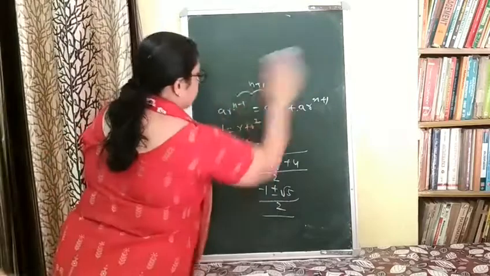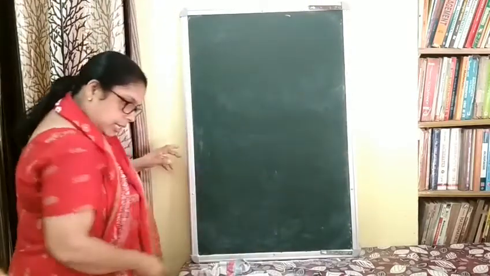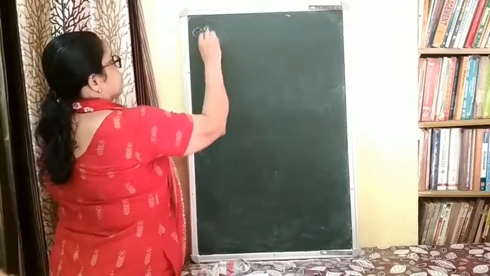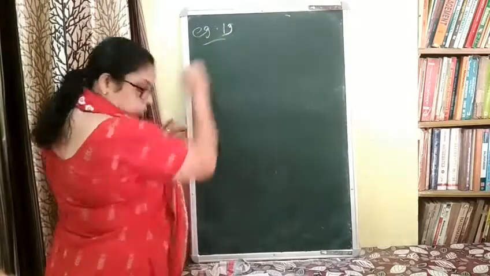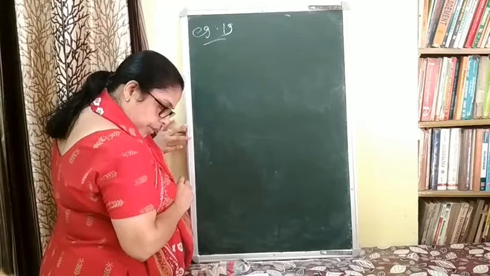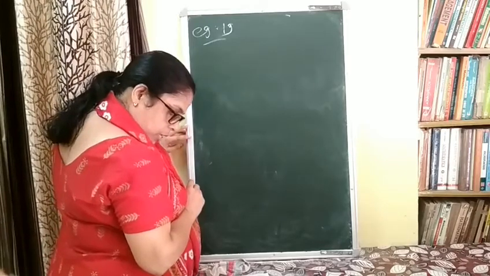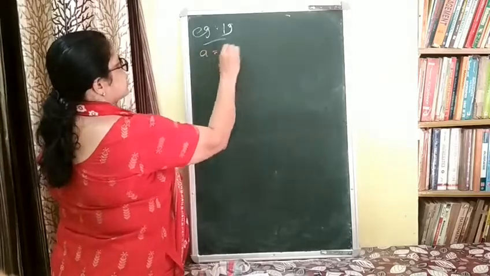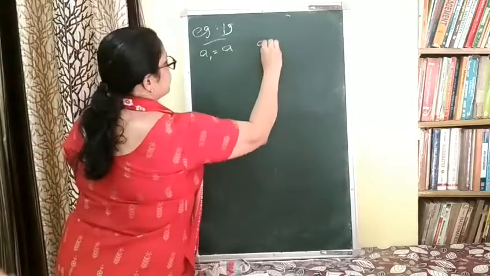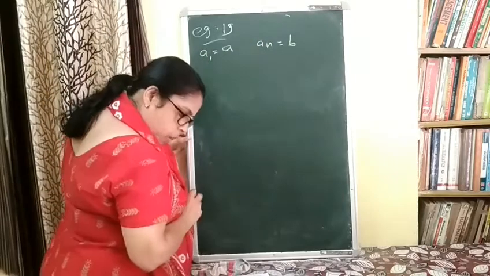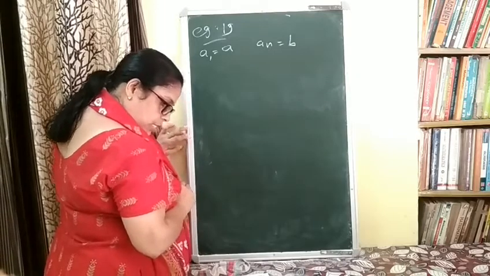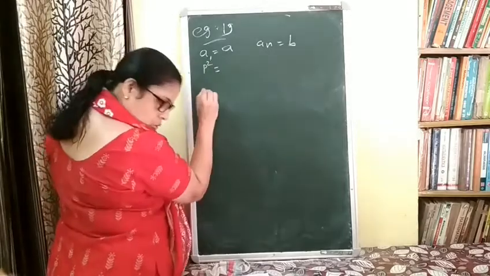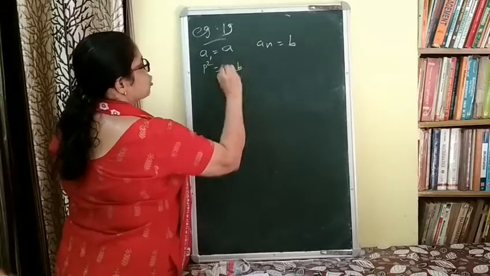Now the very important question, this is a question of NCERT as well as RD. I am reading example 19, very important. The question is, if the first term and nth term of a GP are small a and small b respectively, and P is the product of the first n terms, you have to prove that P square is equal to (AB) raised to the power n.